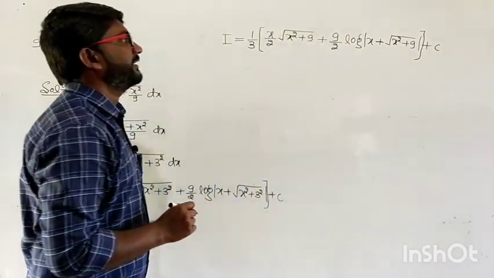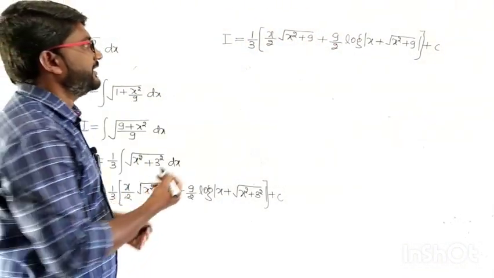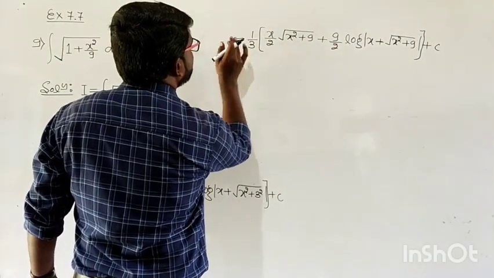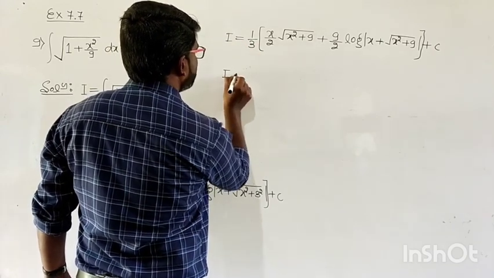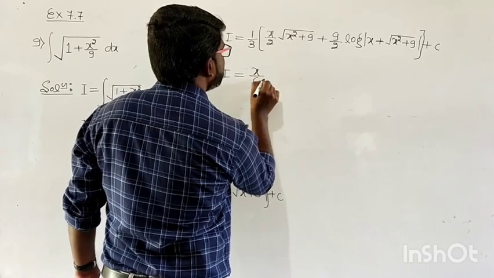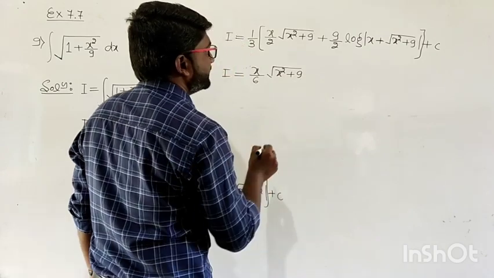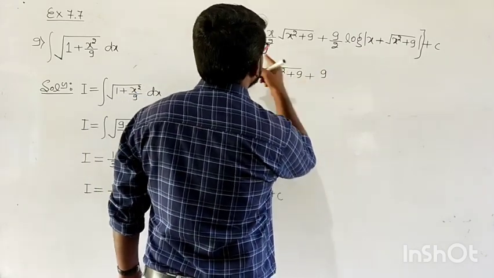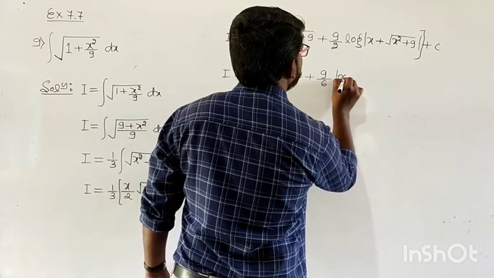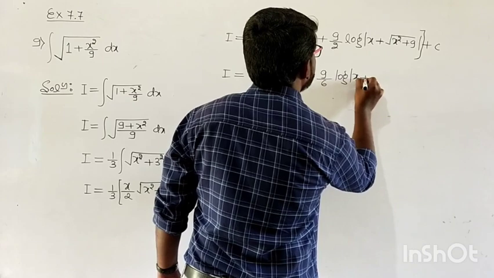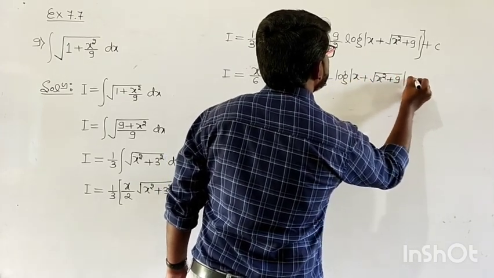So this is our final answer, or else you can multiply this 1 by 3 with the first term as well as with the second term. So let us do that now. I is equal to x divided by 6 square root of x square plus 9 plus 9 divided by 3 into 2, it is 6, log mod x plus square root of x square plus 9 plus c.